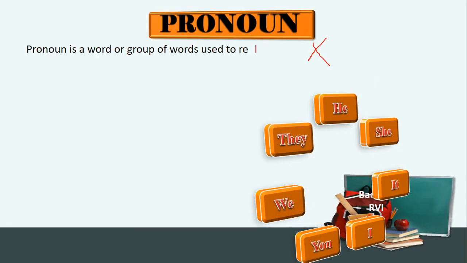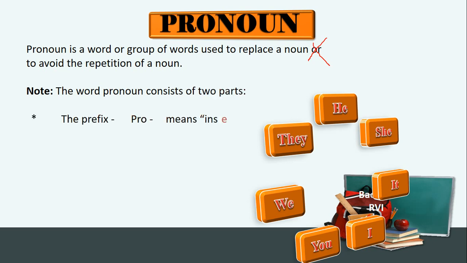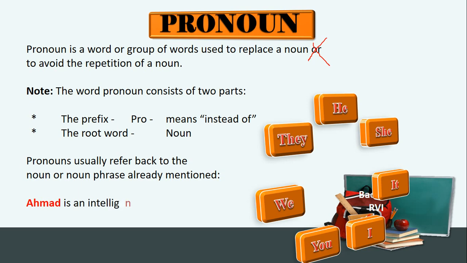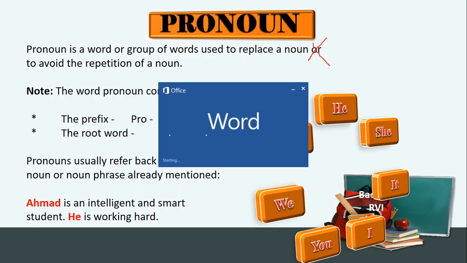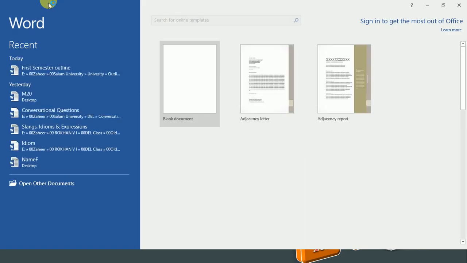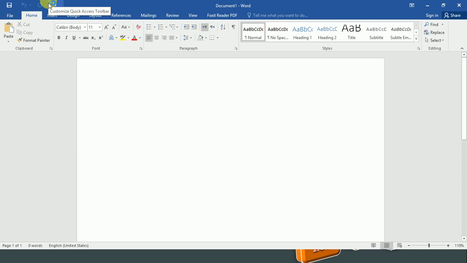So what are pronouns? We said a pronoun is a word or a group of words used to replace a noun, in order to avoid the repetition of the noun. The word pronoun consists of how many words? Two words. The word pronoun is consisted of two words.